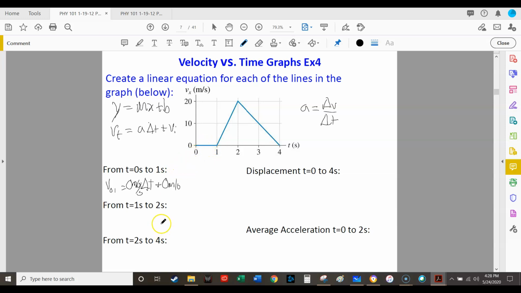All right, let's try the next one. We're going to be doing this from 1 to 2 seconds. So it starts off at 0 meters per second as its initial velocity.